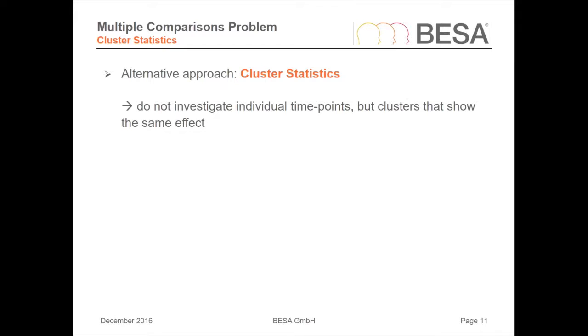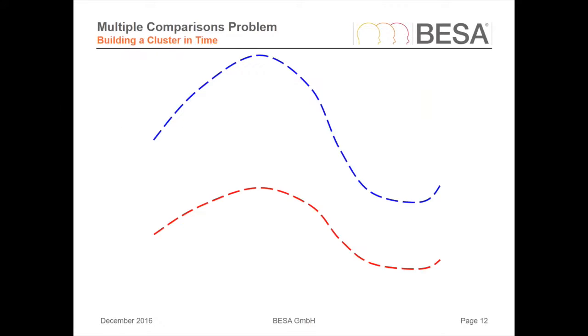Thus, instead of considering individual time points, we can cluster those sampling points that show the same effect. We need to cluster the sampling points in time and in space. We're no longer going to look at a multitude of single data points, but at a limited number of clusters that show the same effect. And here we have an example of how to build a cluster.